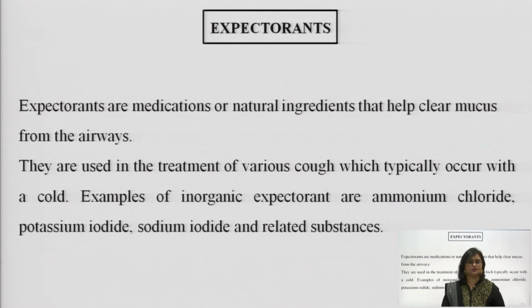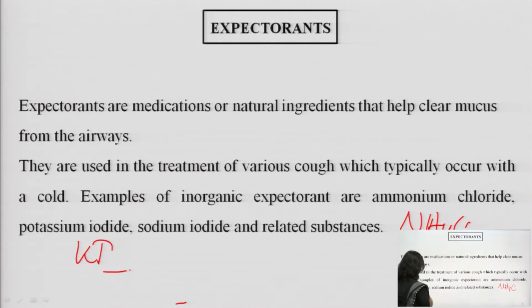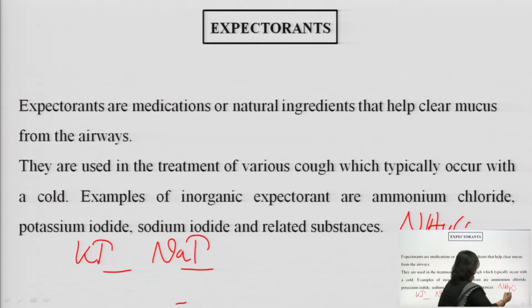So, expectorants are medications or natural ingredients that help to clear mucus from the airways. They are used in the treatment of various cough which typically occur with cold. As I have just explained, for those cough which occur due to cold, expectorants are used. Examples of inorganic expectorants are ammonium chloride, potassium iodide, sodium iodide and related substances.